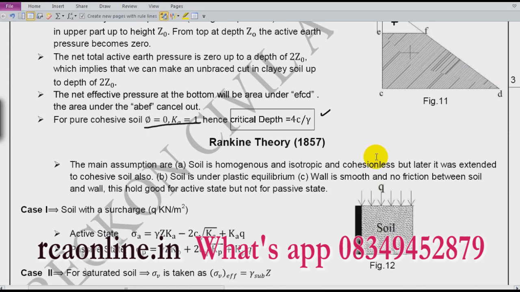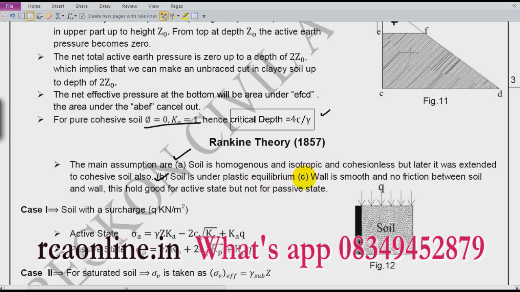Now we come to the Rankine theory. What we have studied till now is a part of Rankine theory, but he has made some assumptions which you should understand. First assumption, and the basis of any soil mechanics part, is that soil is homogeneous, isotropic, and he has studied on cohesionless soil, but later it was found that the theory is applicable for cohesive soil also. So that is the very first assumption of Rankine. Second assumption was that the soil is under plastic equilibrium. I have discussed it in the previous video. Watch my previous video to understand what is plastic equilibrium.